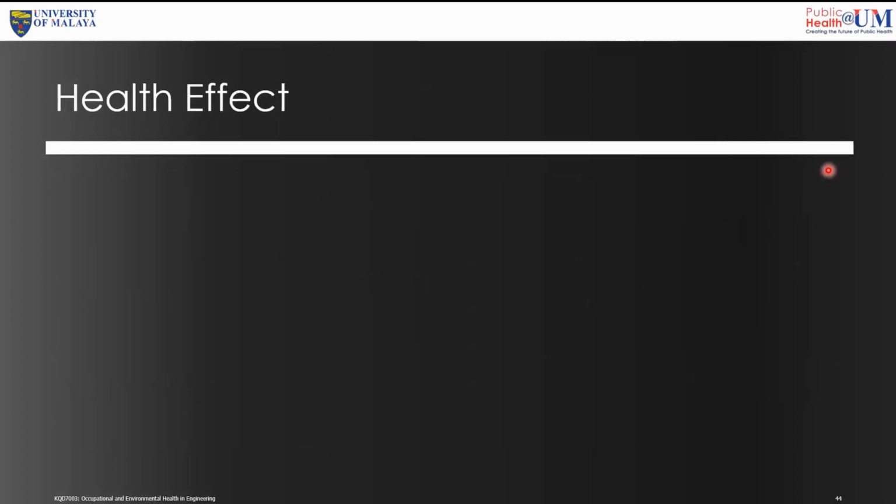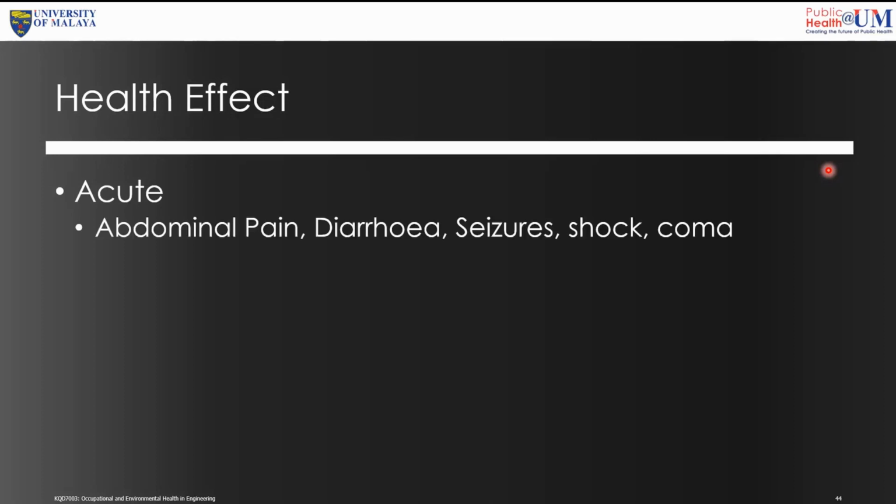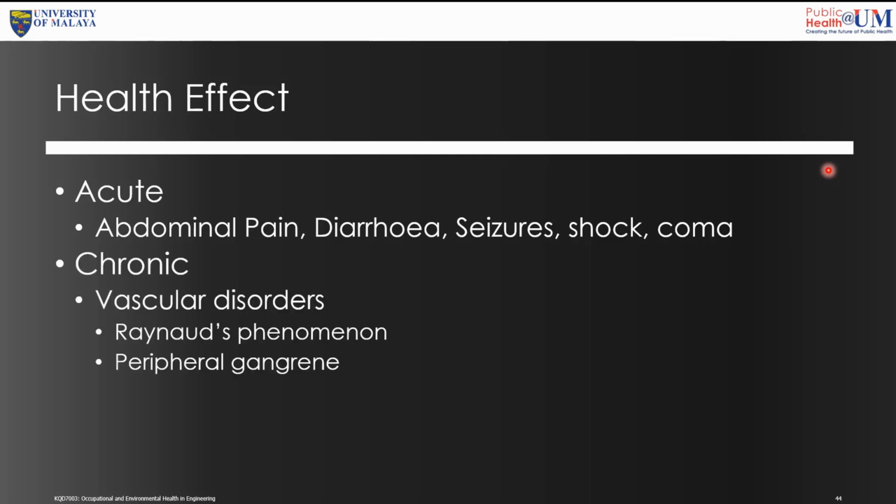What's the health effect of arsenic? Acute effect: abdominal pain, diarrhea, seizure, shock and coma. Chronic effect consists of vascular disorder like Raynaud's phenomena, peripheral gangrene. Raynaud's phenomena, because it affects the blood vessel, means that you feel cold and your hand becomes red, and blood basically does not flow to your hand, and from red it becomes pale. So that's what is called Raynaud's phenomena.